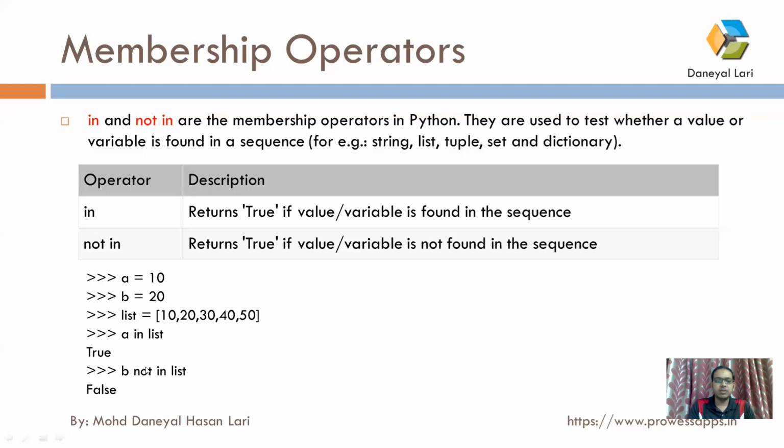Is b a member of the list? Yes, b is a member of the list. If it asks that b is not a member of the list, it will return false. No, b is a member of the list.